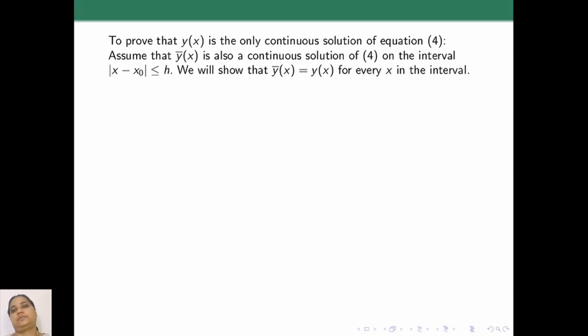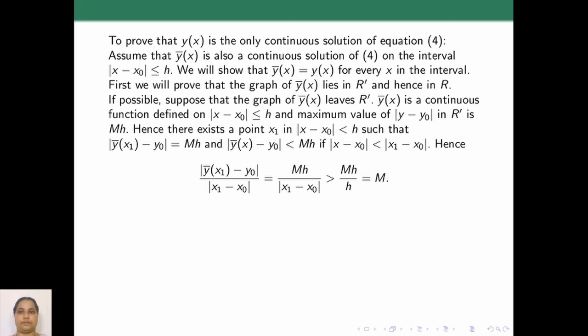Now we have to prove that y of x is the only continuous solution of equation 4, which is part 3. Assume that y bar of x is also a continuous solution of the integral equation 4 on the interval modulus of x minus x naught less than or equal to h. We will show that y bar of x equals y of x for every x in the interval. First, we will prove that the graph of y bar of x lies in R dash and hence in R. If possible, suppose that the graph of y bar of x leaves the rectangle R dash.